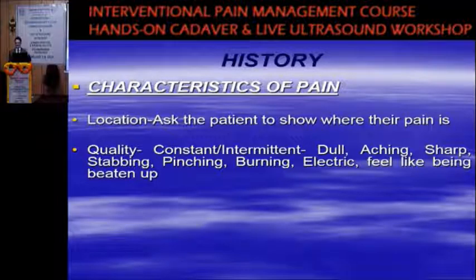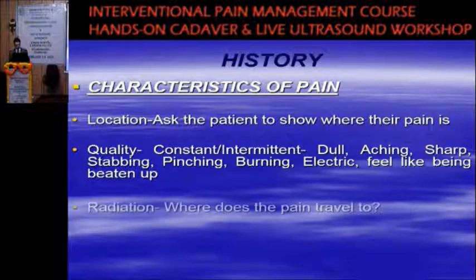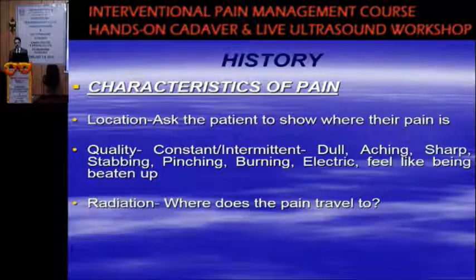When it's dull, aching, it can be a lot of different things. You can at least decipher if it's nociceptive pain or neuropathic pain, right? Nociceptive pain is more dull, aching. Neuropathic pain is sharp and burning, electric-like pain. So the descriptors are very, very important.